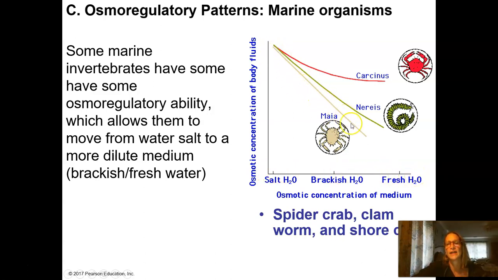So this guy, Maya, is right along the line of conformity, which makes him a complete osmoconformer. But because these other two marine invertebrates do not have this exact same relationship, looks like they're able to osmoregulate a little bit. They can keep their osmolarity from going down too far. If they happen to go into fresh water, they can osmoregulate a little bit. Okay, so both of these have some osmoregulatory ability, while this spider crab does not.